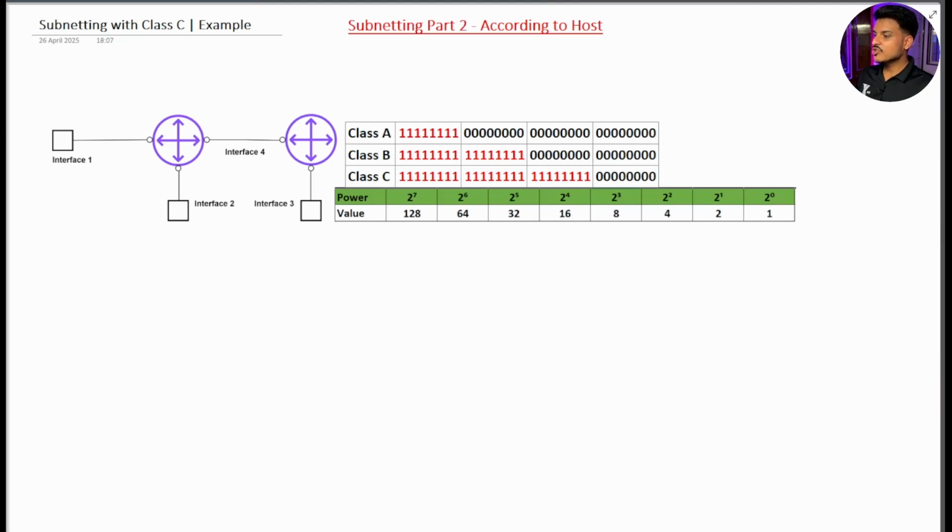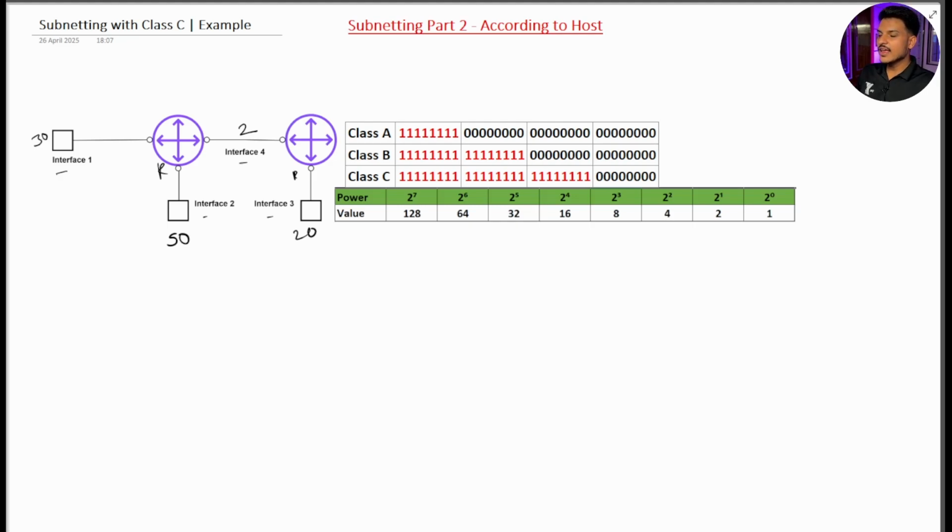Okay, now on my screen you can see I have taken two routers and there are four different interfaces attached to them. Let's say I want to connect 30 devices on interface 1 and 50 devices on interface 2, and let's say 20 devices on interface 3, and on interface 4 it will always be 2 devices because it is an interface between two routers, so it will always be 2 only. Now what IP ranges should I select so that on interface 1 I can get these 30 devices connected, or 50 devices, or 20, or 2 devices connected?